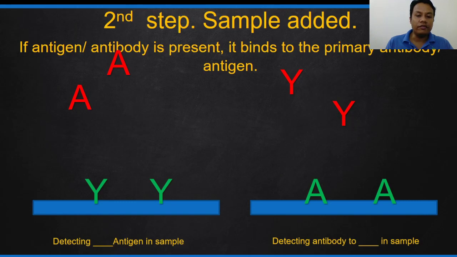And of course, if they match, they will bind to the primary antibody. We call this the primary antibody because it is the first to be put in the reaction, or the primary antigen. But remember, there are still antigens or antibodies that are not able to bind because of the limited capacity of the antibodies or antigen on the solid surface.